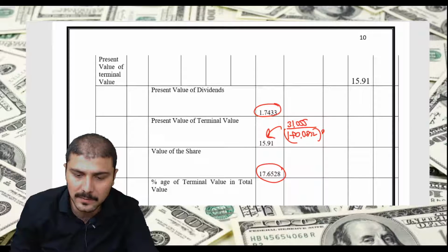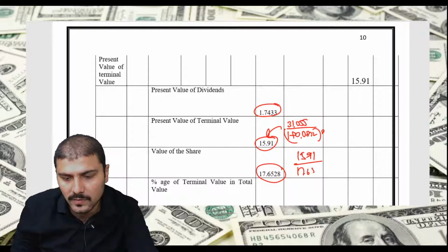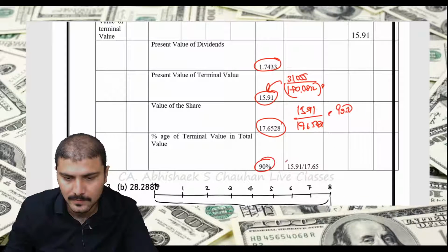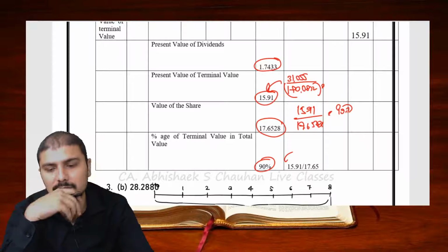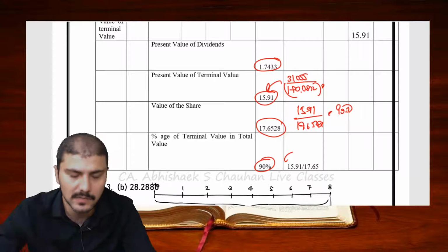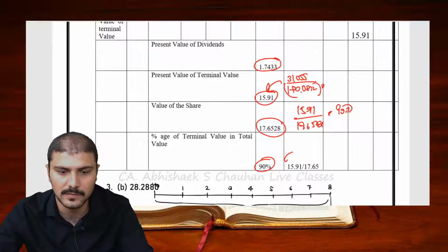Now he is asking how much proportion of this value is terminal value. The terminal value is 15.91. So 15.91 out of 17.6528 is approximately 90%. So 15.91 out of 17.65 is the proportion of the second stage in the value of the stock.